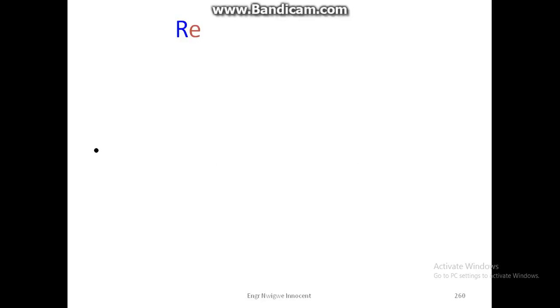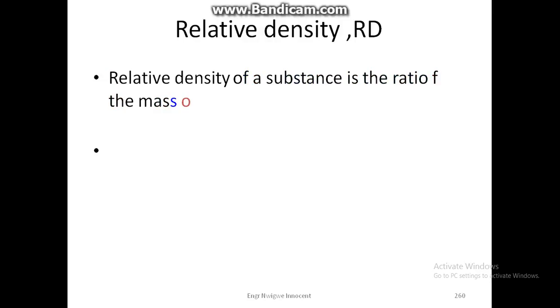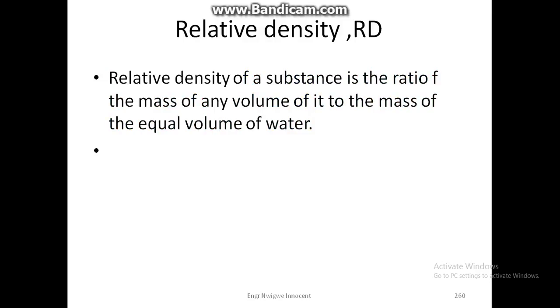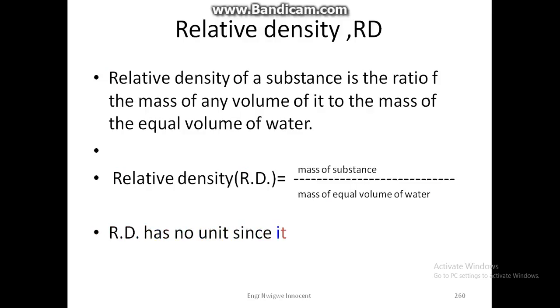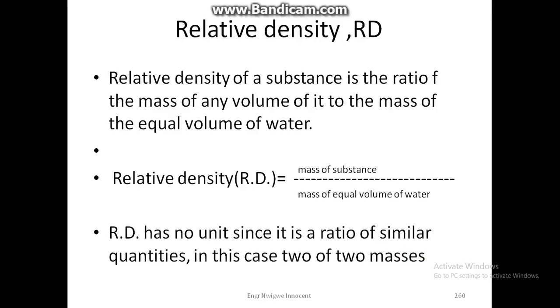Relative density (RD). Relative density of a substance is the ratio of the mass of any volume of it to the mass of an equal volume of water. Relative density RD equals mass of substance over mass of equal volume of water. Relative density has no unit since it is a ratio of similar quantities, in this case, two masses.